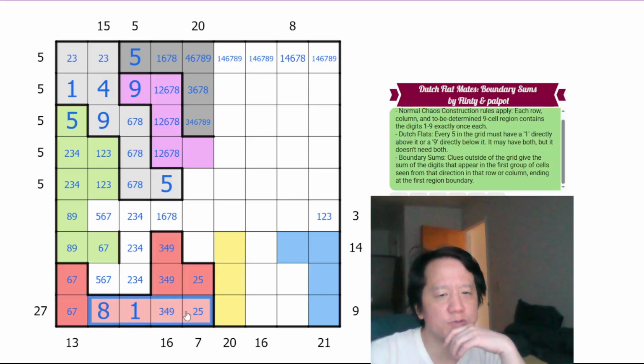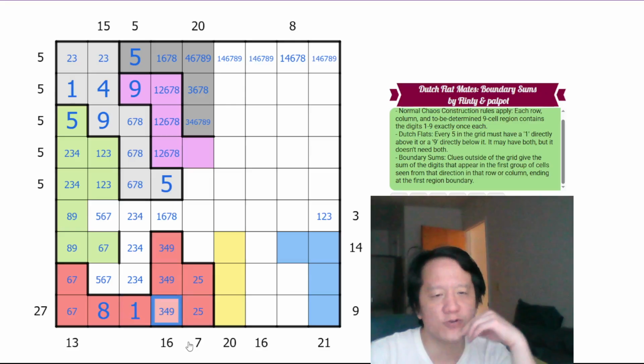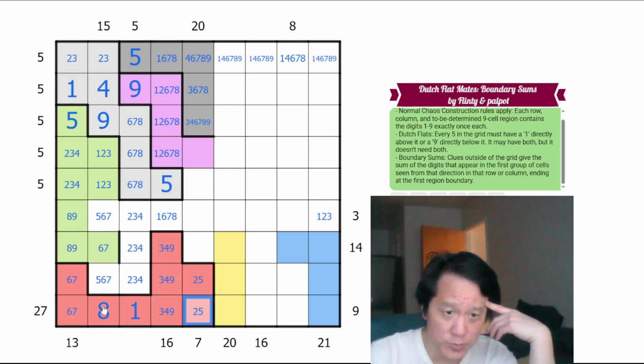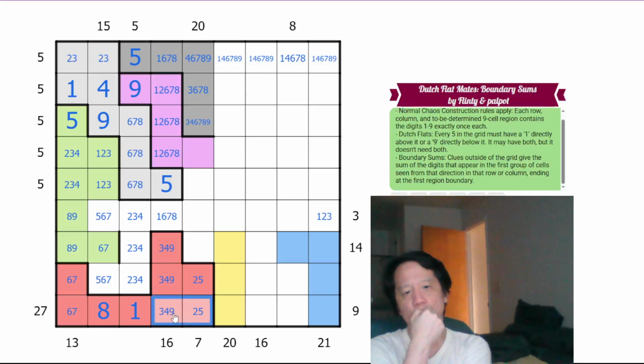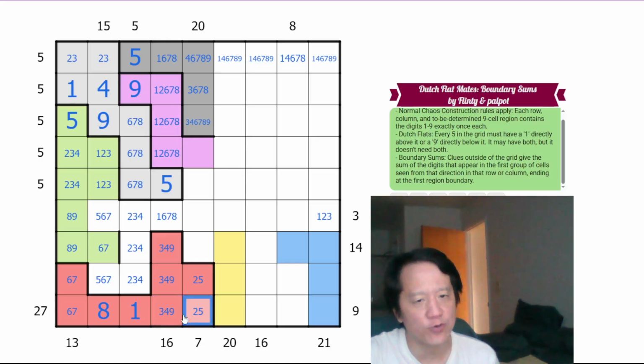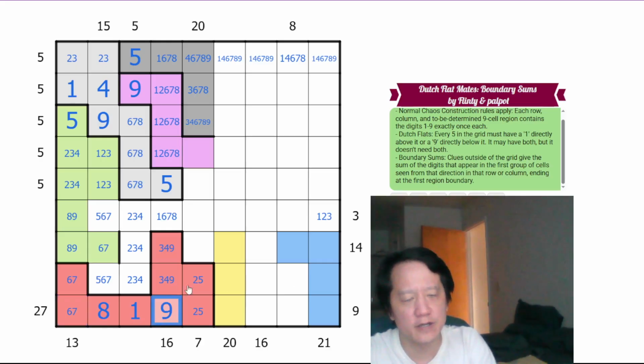This adds up to 27. Can it be 3 or 4 here? At most, this would be 1 and 8, 9. So these 3 must add up to 18. And so the answer is no, because that would be 4, 5, and 7 at minimum, which only adds up to 16. So this has to have a 9 here.